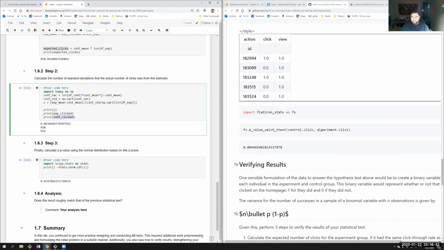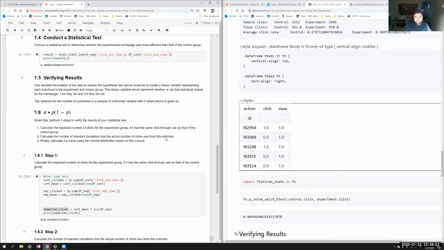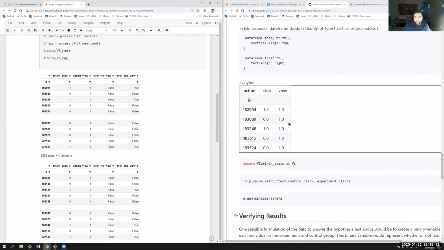All right. So they do a p-value Welch test. Is that it? Control.click and experiment.click. They pass in the click columns. So they ended up with the same thing that I did, right? You have ID and then 0 and 1, the clicks and views, and you can even look at the ID. So it's 182.994, click as 1 and view as 1. I have the same thing here, right?